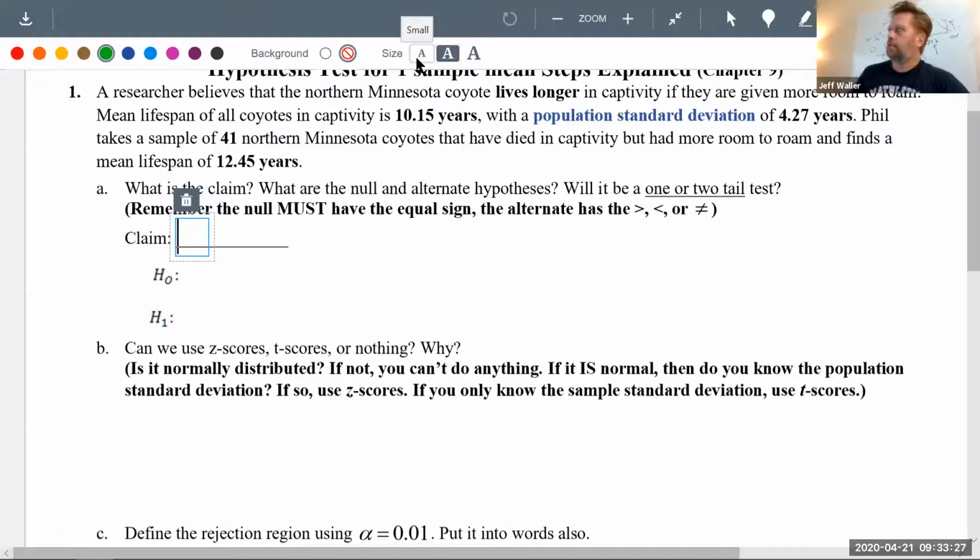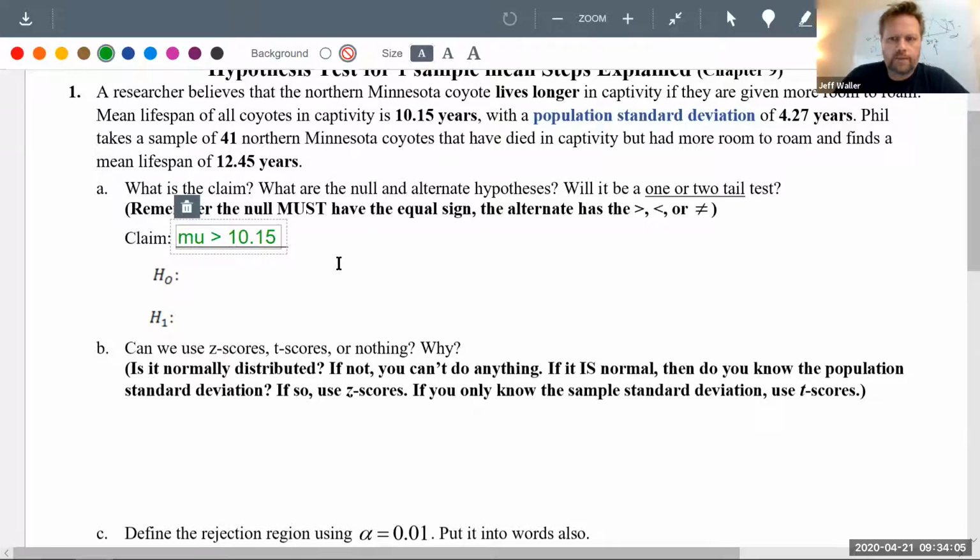So the claim, let me just write it down here for us, is that I'm going to write mu instead of, I can't make a mu symbol. The claim is that mu of these coyotes is greater than 10.15. Let me stop for a minute. Is anybody not with me? So the claim is that the average life of these coyotes is longer than 10.15. So that's what it looks like in Mathish.